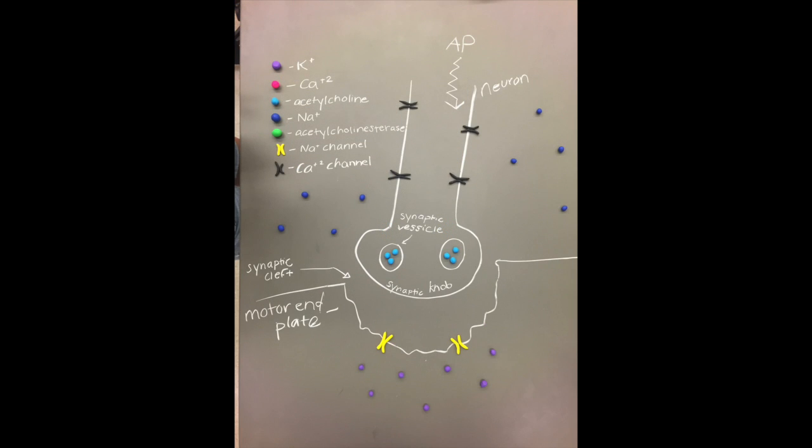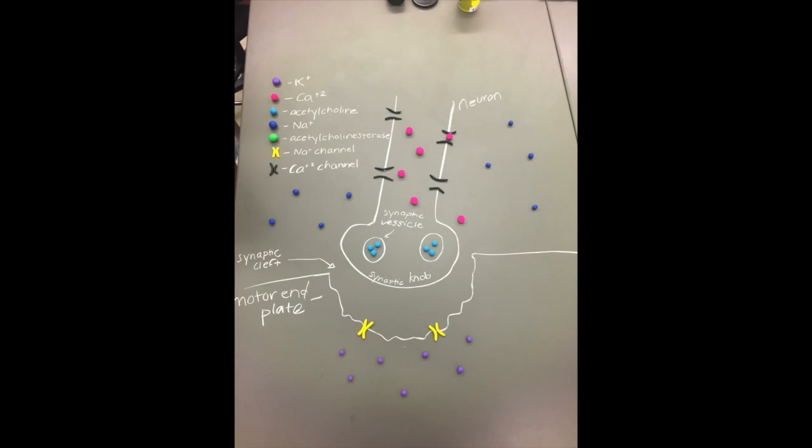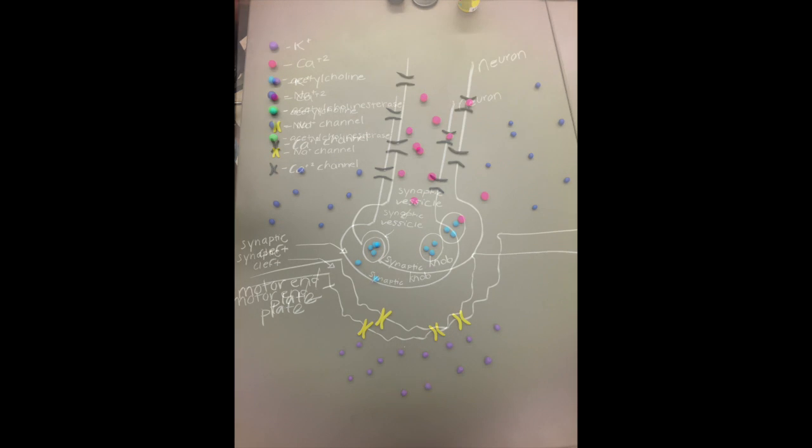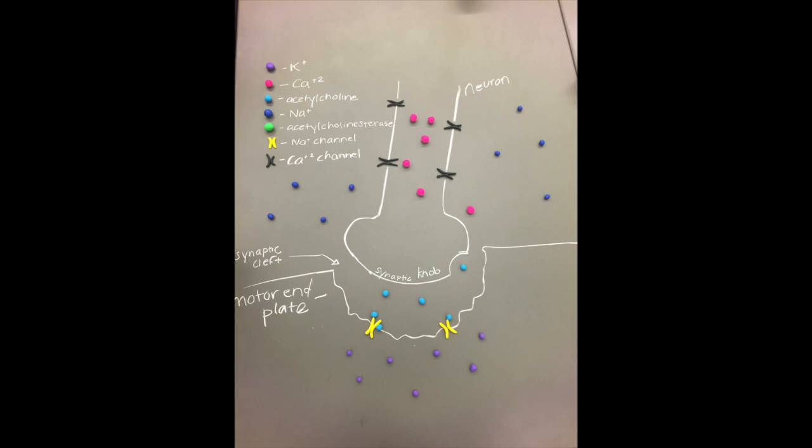First thing that happens is an action potential arrives at the synaptic knob, traveling down from the axon. The calcium channels in the membrane will open and allow calcium to move into the cell, stimulating the synaptic vesicles filled with acetylcholine. They will fuse to the membrane and release the acetylcholine by exocytosis into the synaptic cleft.